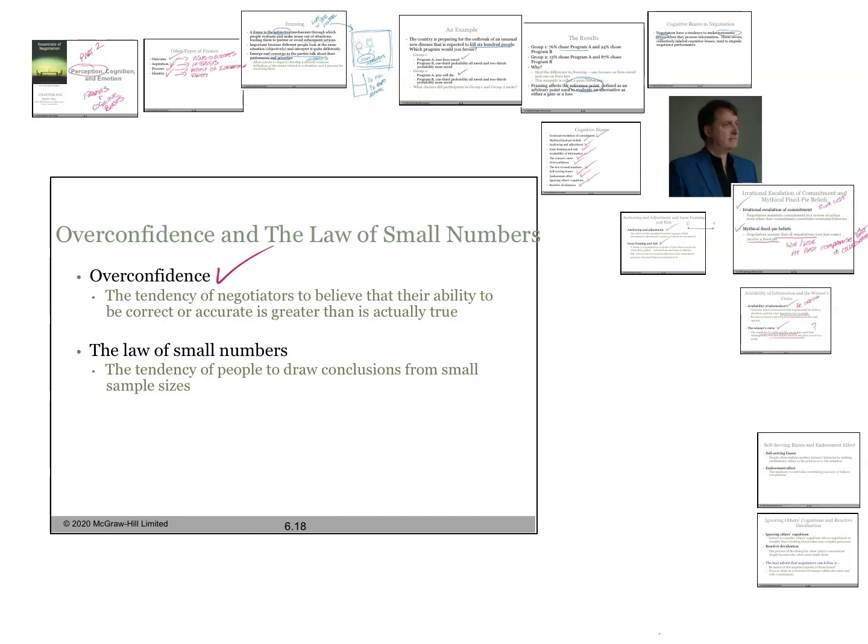Overconfidence bias, the tendency of negotiators to believe that their ability to be correct or accurate is greater than is actually true. Overconfidence bias often shows up after a string of successful negotiations. So if you feel you're a strong negotiator and you find the deals go in your favor all the time, whether they're simple buy-sell transactions or more complex, you're going to develop a winning streak, or at least something that feels like a winning streak, because you thought you did a great job all the way through. And maybe you did. But one thing I've learned over the years is there's always more to learn.